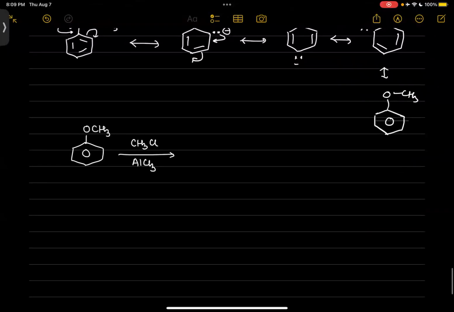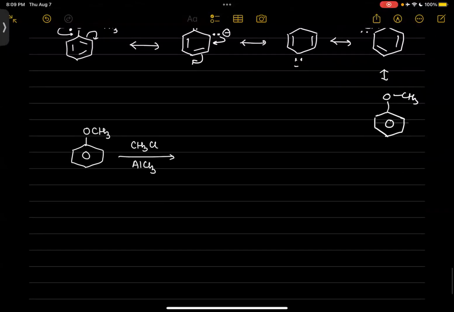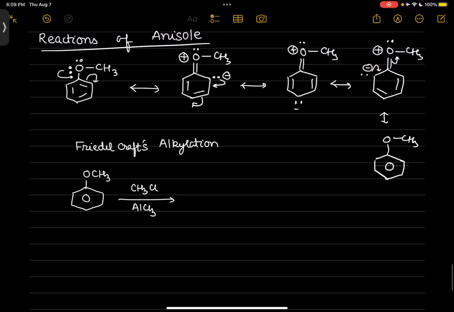So is this Friedel-Crafts alkylation? Yeah, Friedel-Crafts alkylation. So it is Friedel-Crafts alkylation. The negative charge is coming at the ortho and para positions. You can see from the above.